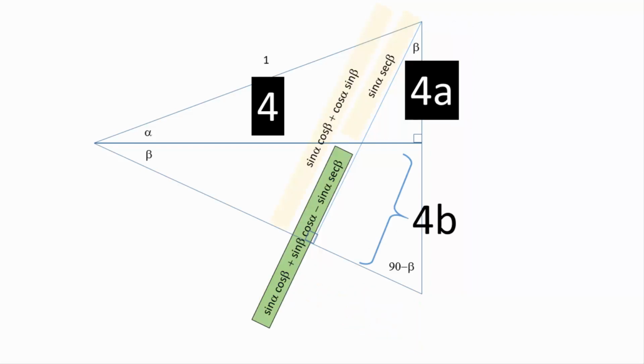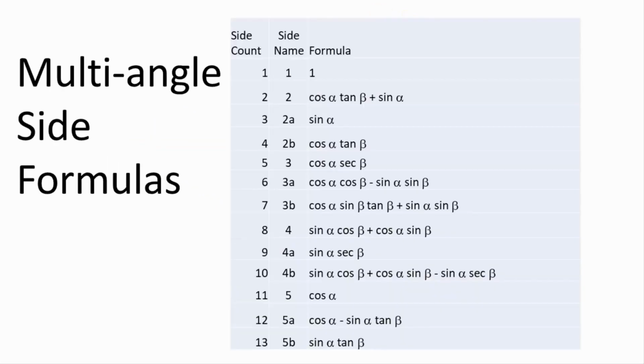And now that we've got side 4 and 4a, we can simply subtract 4a from 4 to determine that 4b would be sine alpha cosine beta plus sine beta cosine alpha minus sine alpha secant beta. And that's all 13 of the sides, including the 2 identities for multiple angle formulas. And here's a table of all of those values.